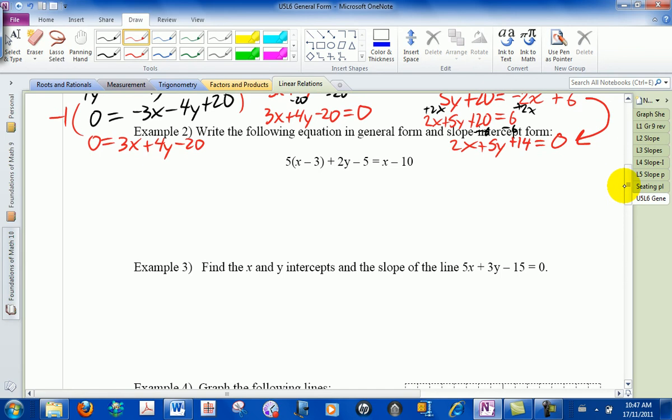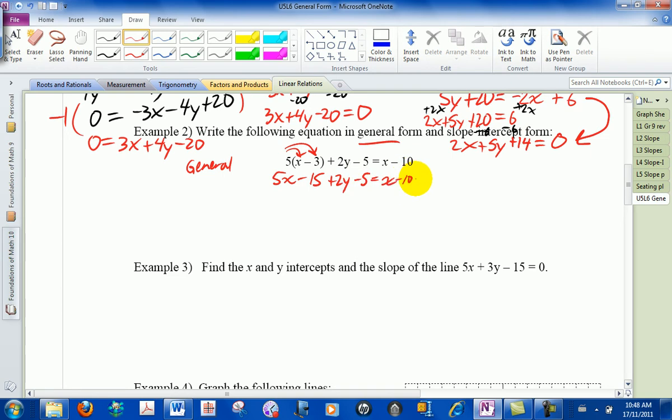Okay, so let's start practicing that now. So here's a typical question, whole bunch of junk. We've got to simplify it into general and slope-intercept. So first of all, let's multiply this out. Go. Multiply it out. We're going to go to general form first. So 5x minus 15 plus 2y minus 5 equals x minus 10.